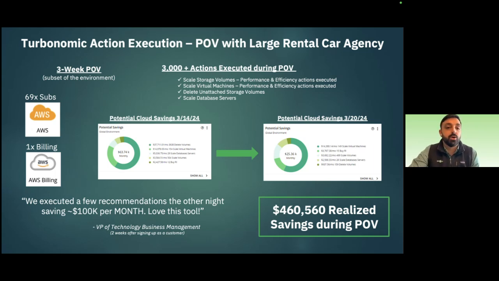And this is the low-hanging fruit. These are the things like unattached storage volumes. These are what we call the build-trust, crawl-related actions around scaling storage volumes, because we know in some cases those are non-disruptive and reversible. And I'll get into that in specific in just a second here. But being able to start with a client, target a very small subset of their environment, and in 3 weeks deliver this type of value is truly unique.